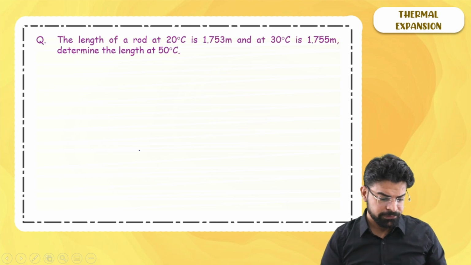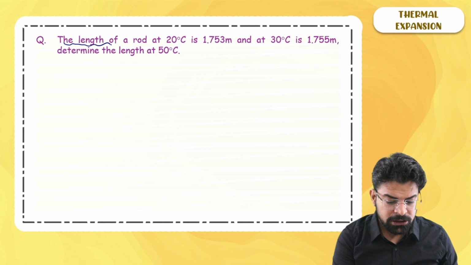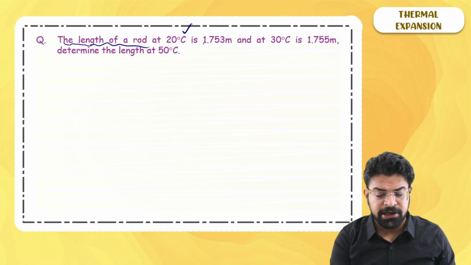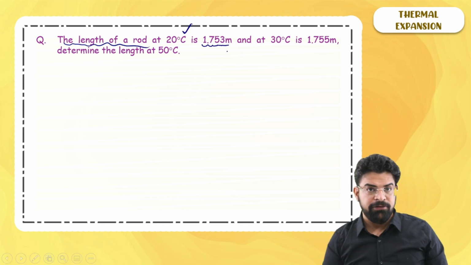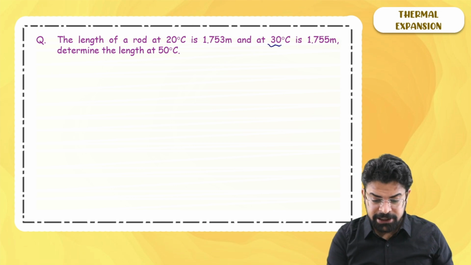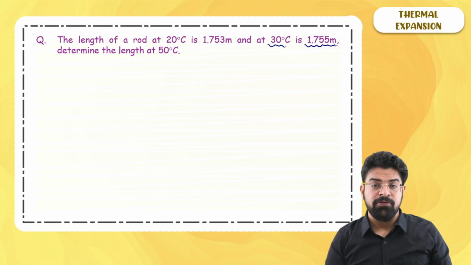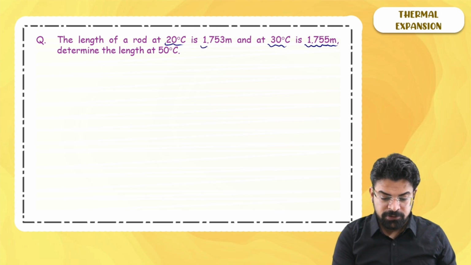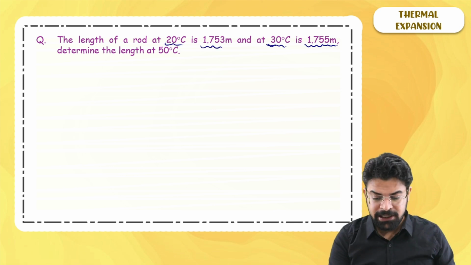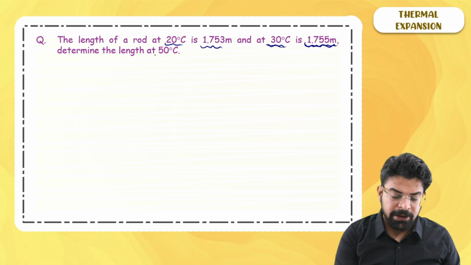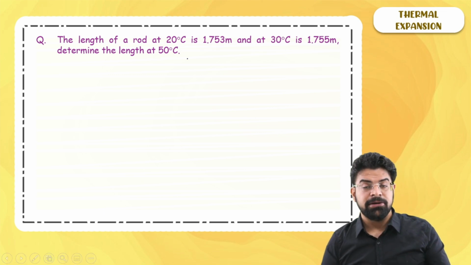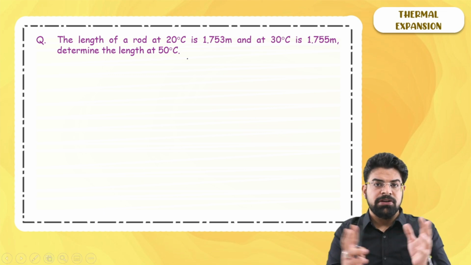Moving on. A question. The length of a rod at 20 degrees centigrade is 1.753. At 30 degrees centigrade, it is 1.755. So at 20, it is 1.753. At 30, it is 1.755. Determine the length at 50 degrees centigrade, assuming that the rod undergoes linear expansion.